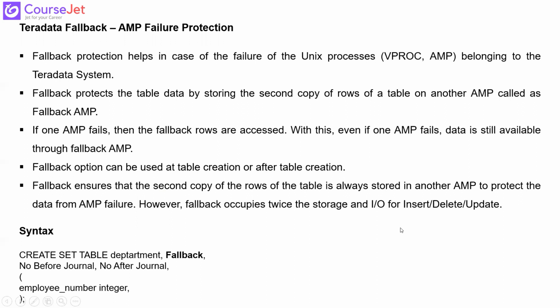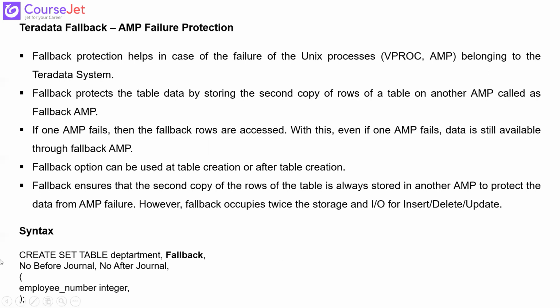So the thing is, when you make a table fallback, when you read, only a single copy will be read from any of the AMPs. But when you write, it has to duplicate to the other AMP too. In that case, you have to sacrifice twice the space and IO, and even the time will be increased.